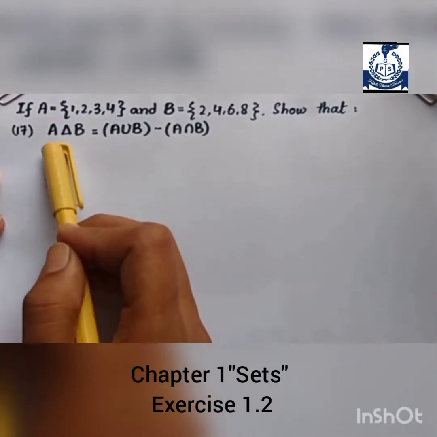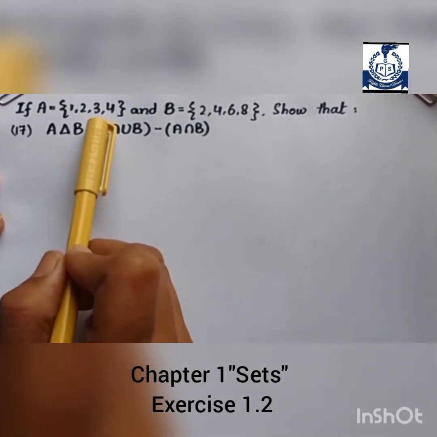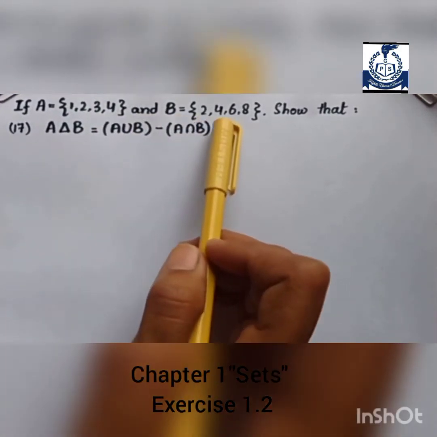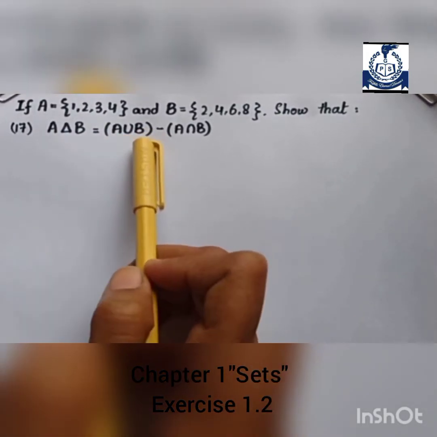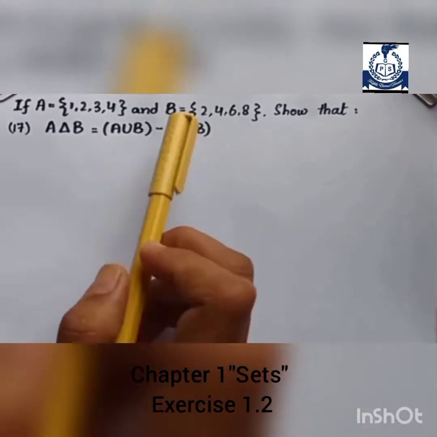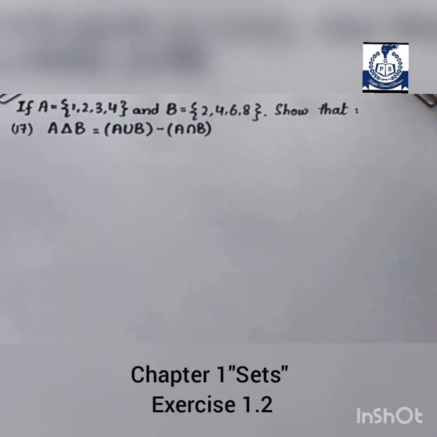Part number 17: if set A is equal to 1, 2, 3, 4 and set B is equal to 2, 4, 6, 8, show that A delta B is equal to A union B minus A intersection B. So in this question we need to prove that left hand side is equal to right hand side. So first we need to solve the left hand side, which is A delta B. So पहले हम A delta B find out करेंगे, then we will find the right hand side. Right hand side is A union B minus A intersection B.